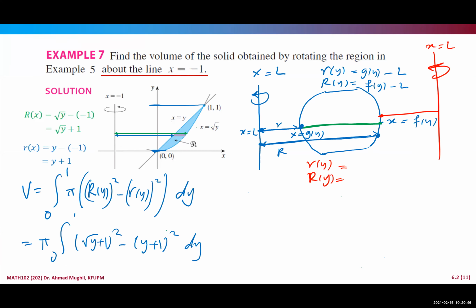Now it will be from here to here. Then it will be another one from here to here. This will be R small and this R capital. What will they be? What is R small? Let's start with R small, Shabab.